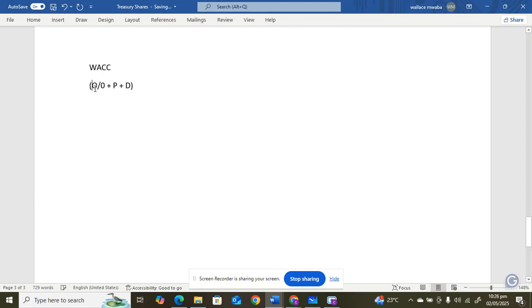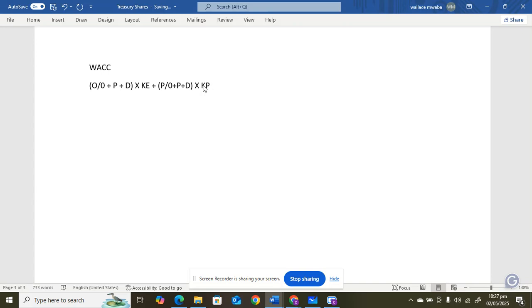So the weight of ordinary shares is O over O plus P plus D. The weight of the ordinary shares, you multiply it with the cost of the ordinary shares, basically the cost of equity, plus the weight of the preference shares, which you multiply by the cost of the preference shares. These fractions that I'm putting here represent the weights.